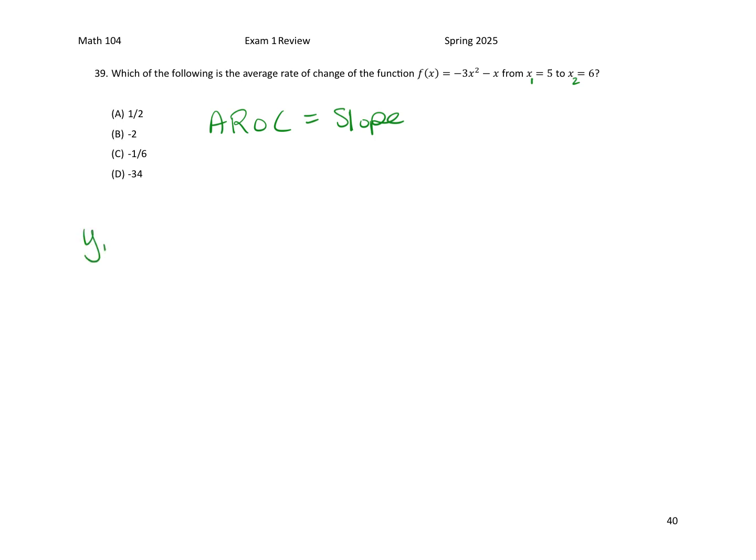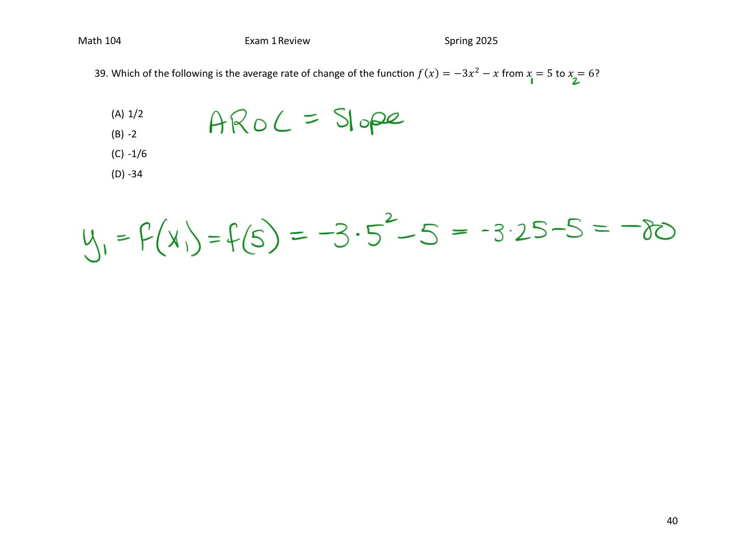I need to figure out the y1 and the y2 by using the formula for the function. So y1 is going to be f of x1, which is f of 5. So I'm going to plug a 5 into that formula. So I have negative 3 times 5 squared minus 5. So that's negative 3 times 25 minus 5. So it's negative 75 minus 5 is negative 80. So my first point is going to be 5, negative 80.